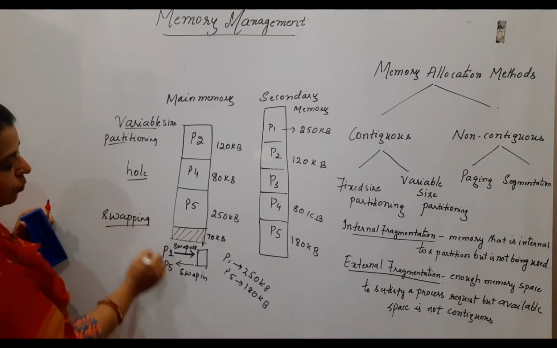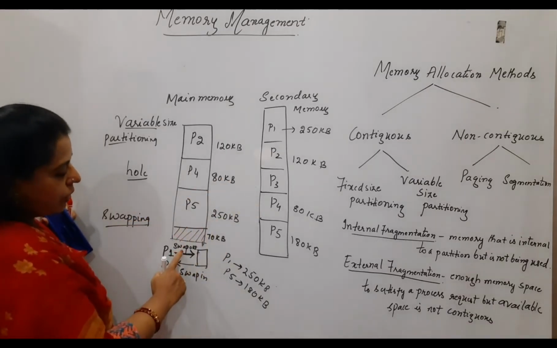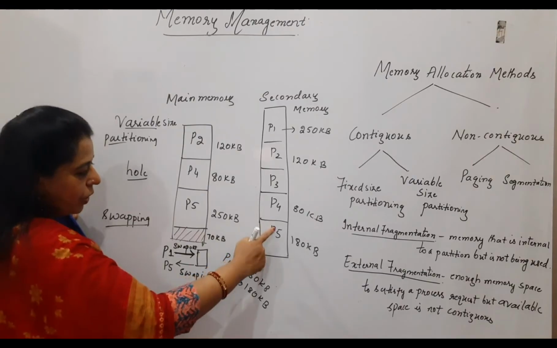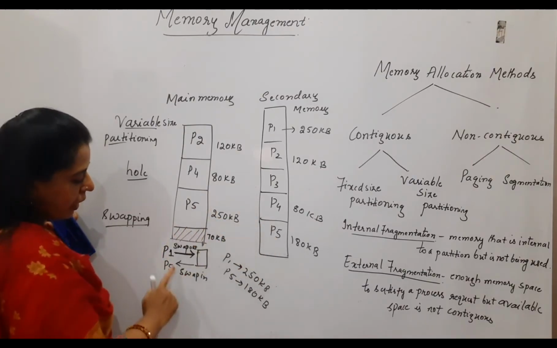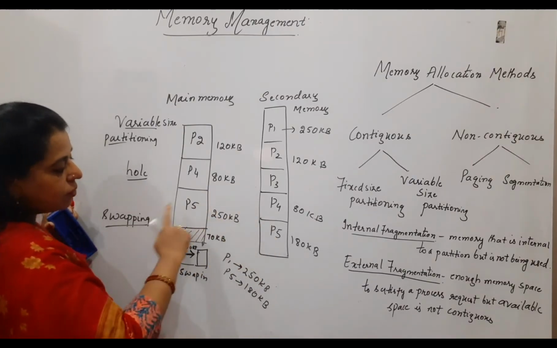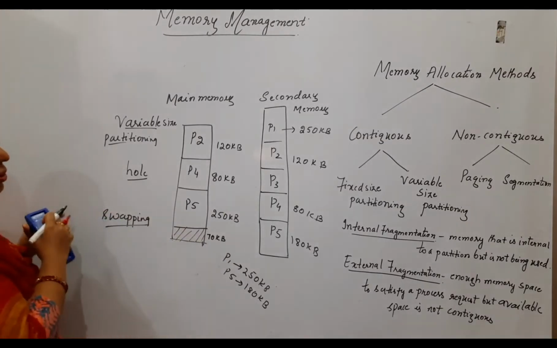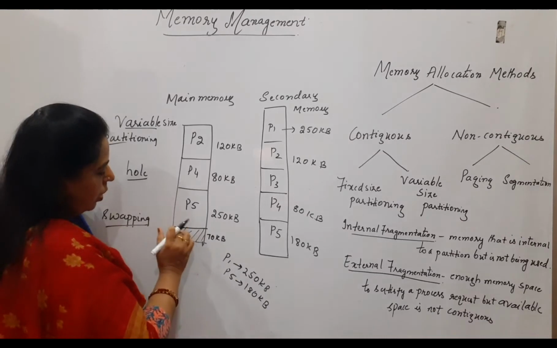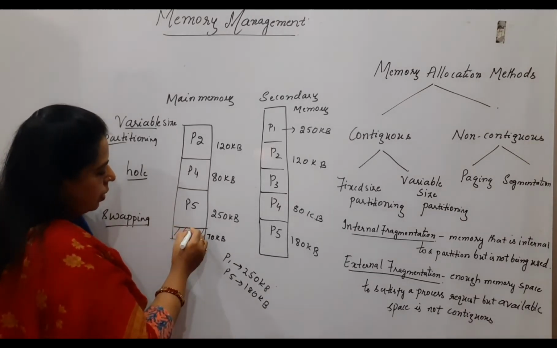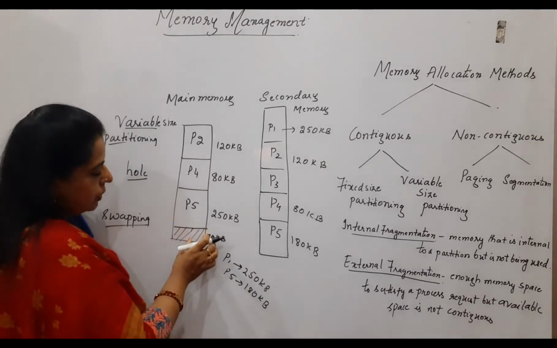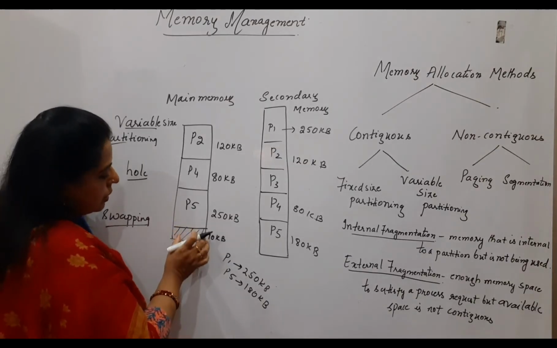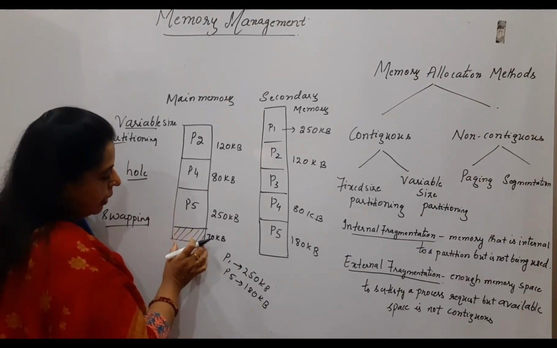Swapping is a method of moving a process from the main memory. Swap out means moving it from the main memory to the secondary memory, and swap in is from the secondary memory to the main memory. So this way these two processes got swapped. So this has led to some extra space, or we can say the space which cannot be used. So this is called once again fragmentation.